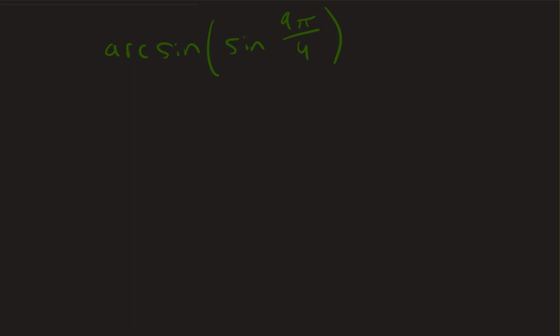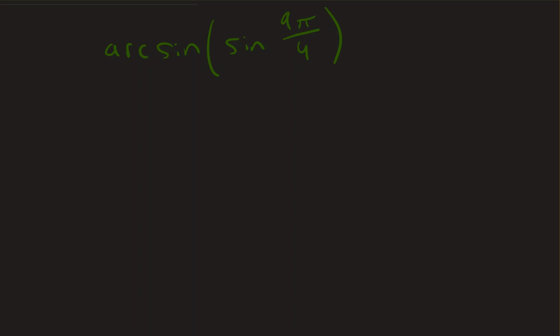Okay, so with this one, you might think arc sine, if sine of 9 pi fourths, like these two might cancel each other out. Sometimes it works like that, but I would never ever recommend that you try to use that as a shortcut. You very much need to make sure that you understand what's going on here, because the answer to this is not 9 pi fourths, not this time.